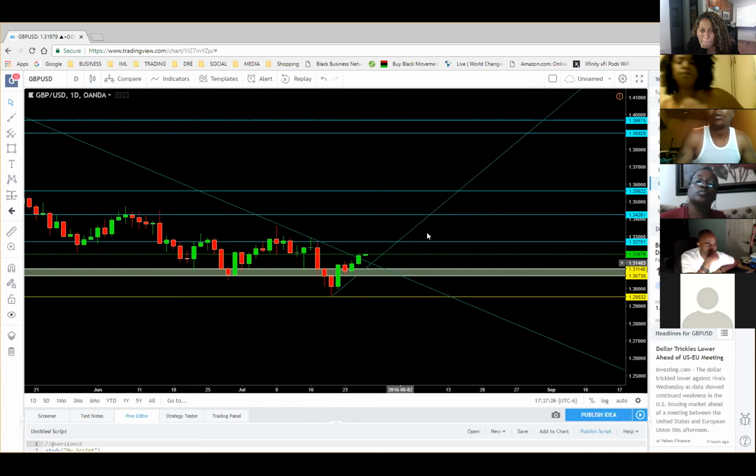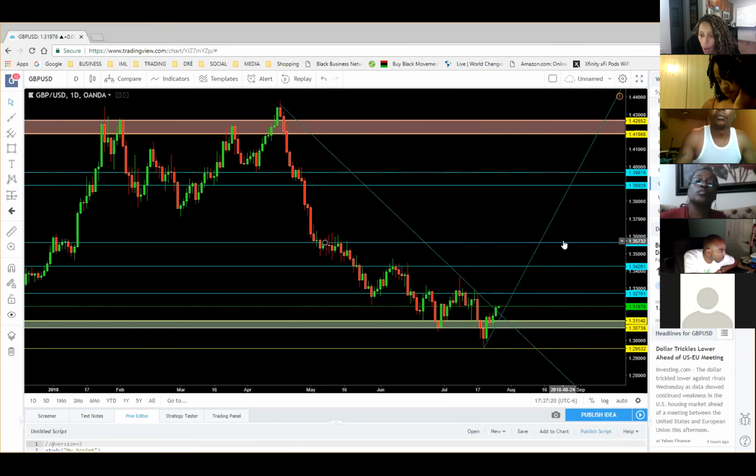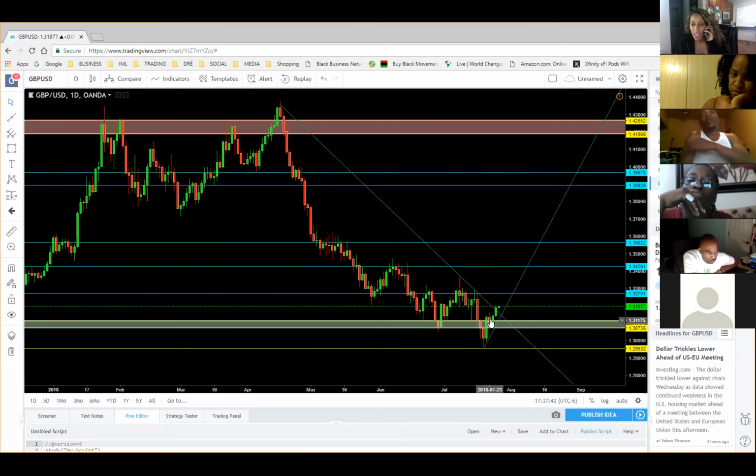Okay. All right. So now that we have this done, where would your first entry point have been? Okay, so my first entry point would have been here at this demand zone, because this was the first touch of retest. It came down and then it came back out with this candle. So I would have entered here.